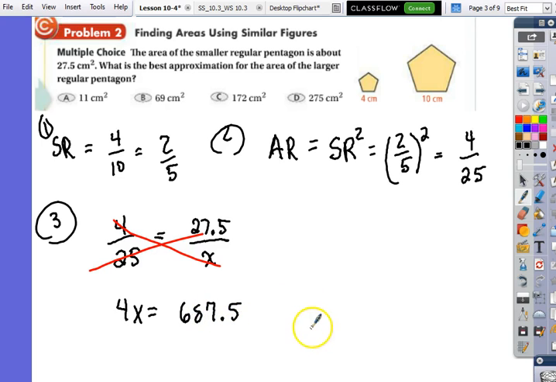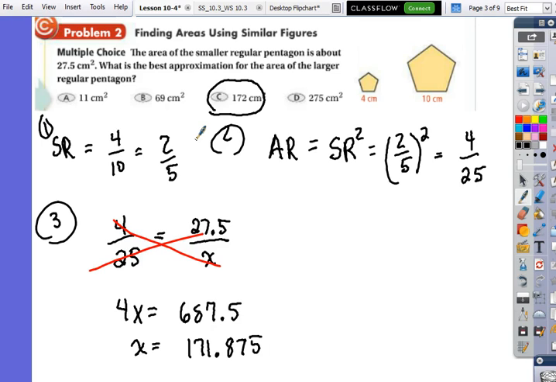And then how would I solve for x? Divide by 4. So that's going to give me 171.875. And now I just need to match this answer with the multiple choice. Which one of these is the closest? C, 172. So your correct answer is C. That's really close to 172 square centimeters.